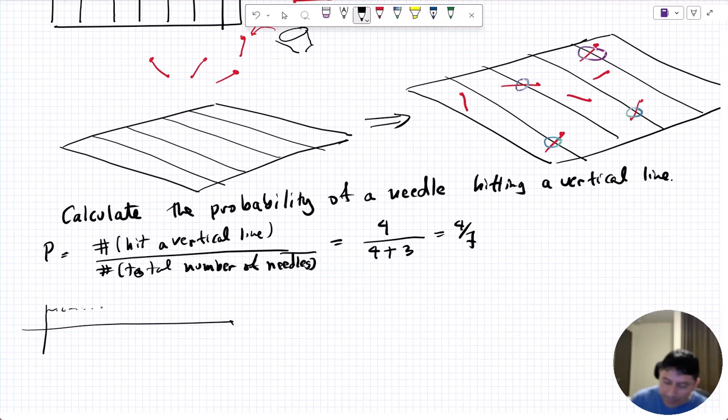No matter what, as you increase, let's say, N, a number of trials, this probability will start approaching a certain value, basically. And that value will have a relationship to pi. So we're going to calculate what that relationship is, right?